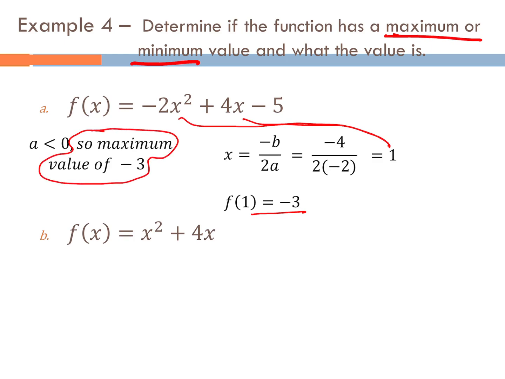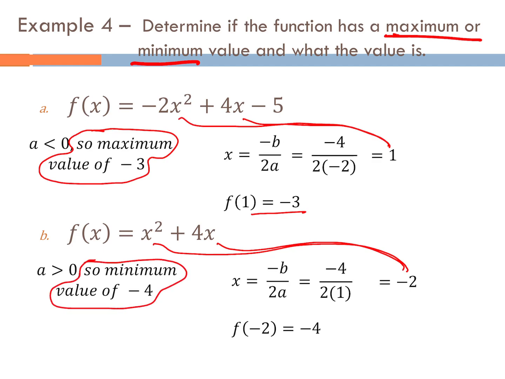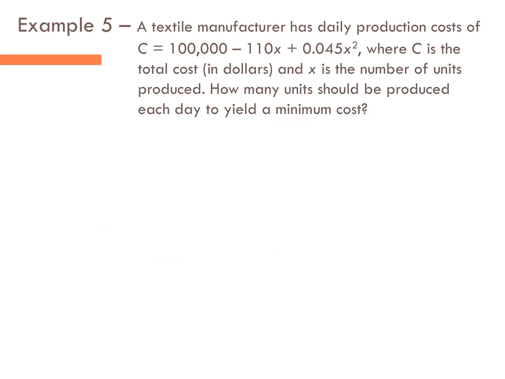Part B, my a is greater than 0, so I have a minimum. Again, I need to find my x value, so if I plug in negative 4 over 2 times 1, that gives us negative 2. Then to get my value, I plug this negative 2 back in here, and f of negative 2 is negative 4, so I have a minimum value of negative 4 right here. So you have some where you have to find equations and find if it's a max or min and what the value is, and then we have some word problems.